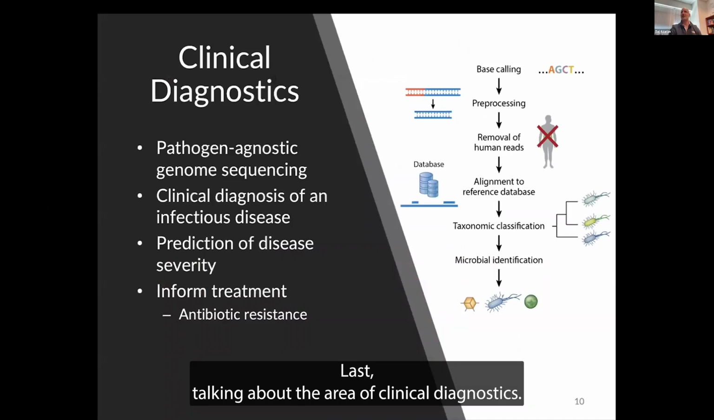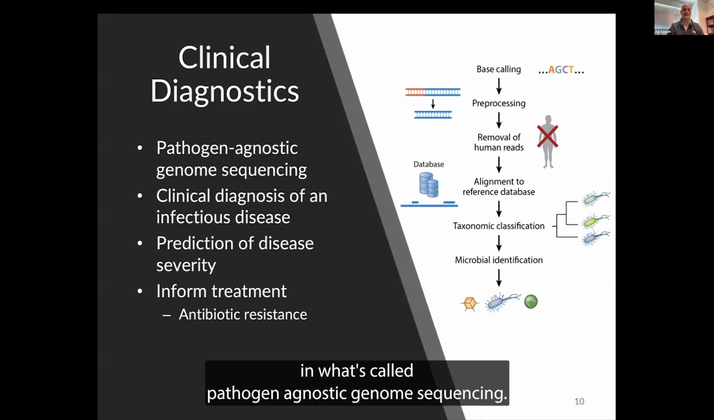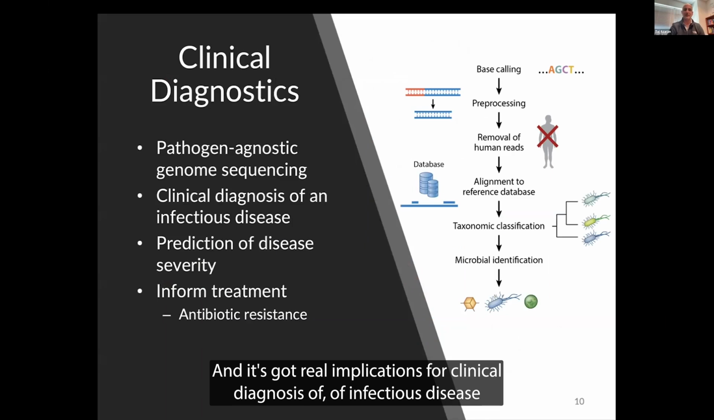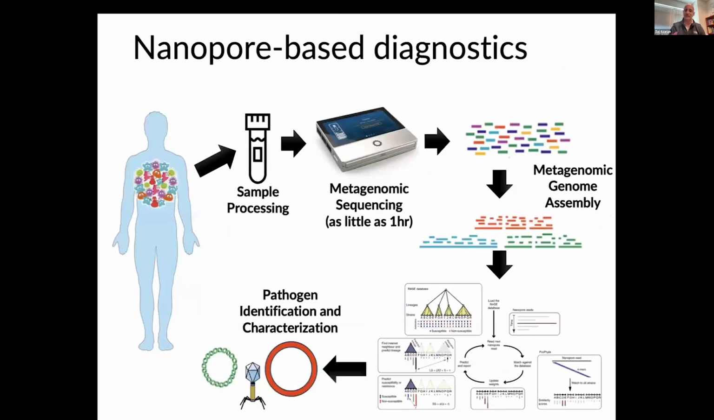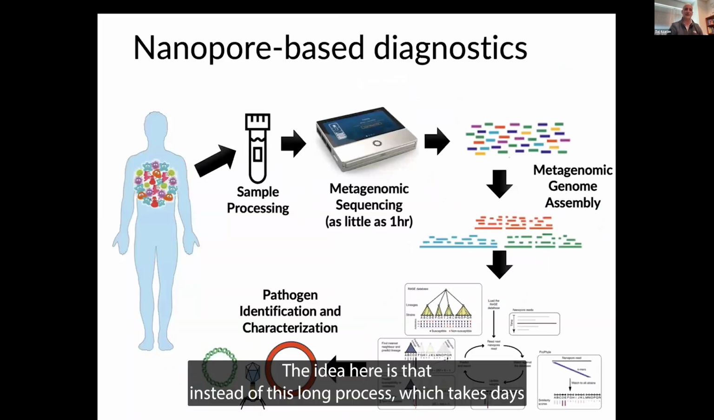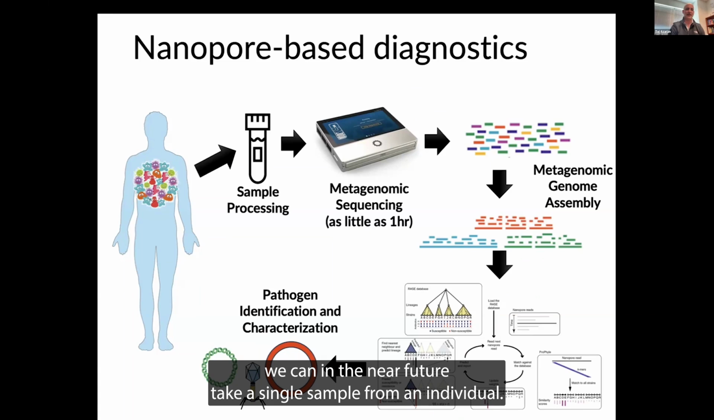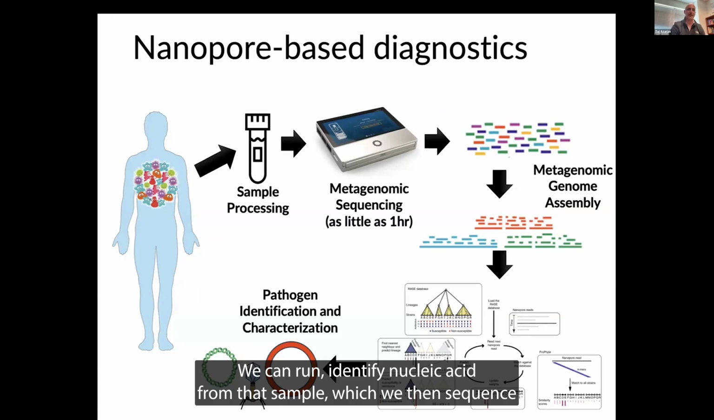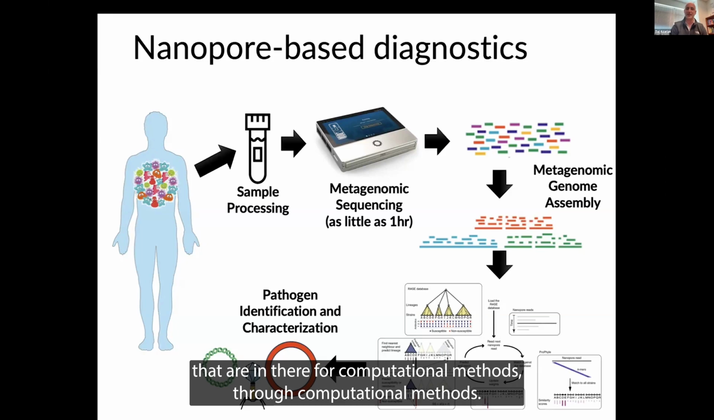So lots of interest in this area and maybe some future partnerships with the department in that area. Last, talking about the area of clinical diagnostics. There's a lot of interest recently in what's called pathogen agnostic genome sequencing, and it has real implications for clinical diagnosis of infectious disease, as well as in the future prediction of disease severity with particular types of pathogens. The idea here is that instead of this long process, which takes days to send to a laboratory to be cultured, isolated, and identified, we can, in the near future, take a single sample from an individual. We can identify nucleic acid from that sample, which we then sequence rapidly and assemble those genomes and identify any specific pathogens that are in there through computational methods.